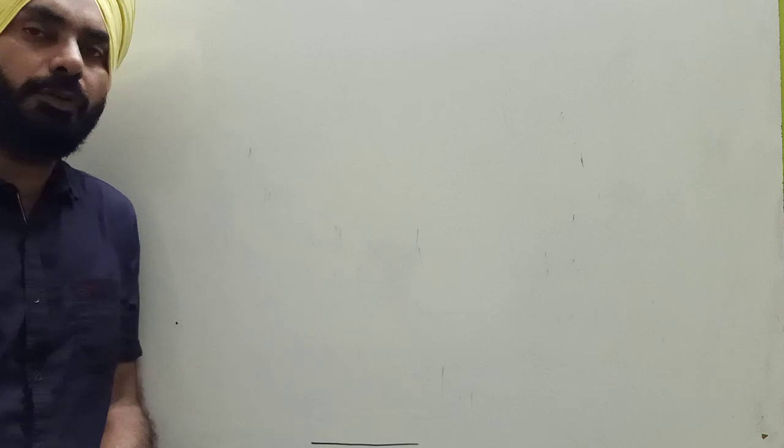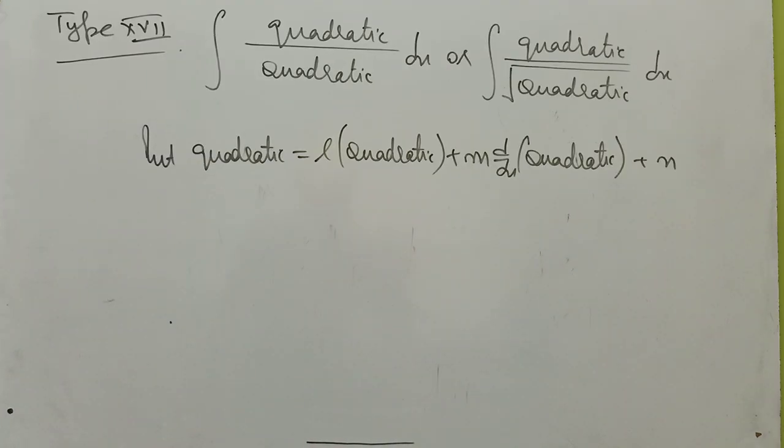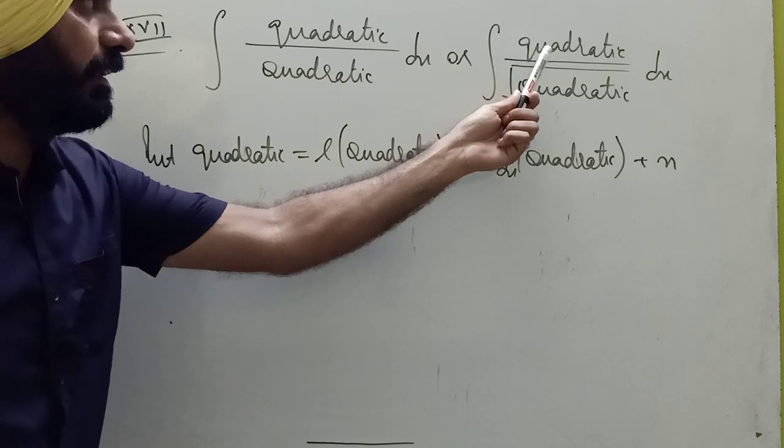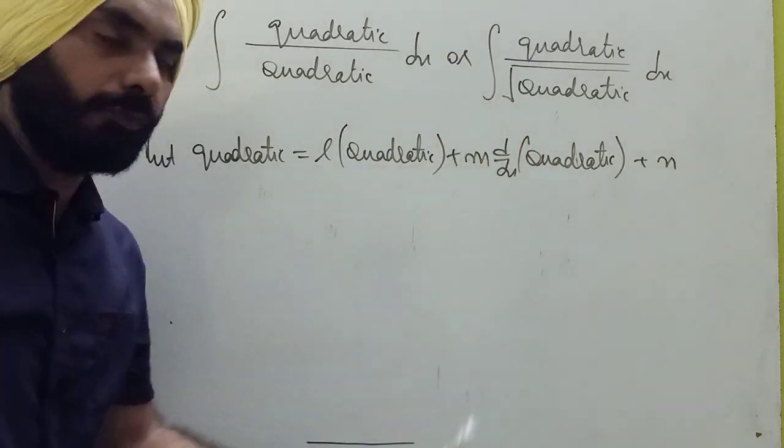So students, in this way you can solve exercise 7.7 of NCERT. Now come to type number 17, and that type is quadratic over quadratic, or you can say quadratic over under root of quadratic.